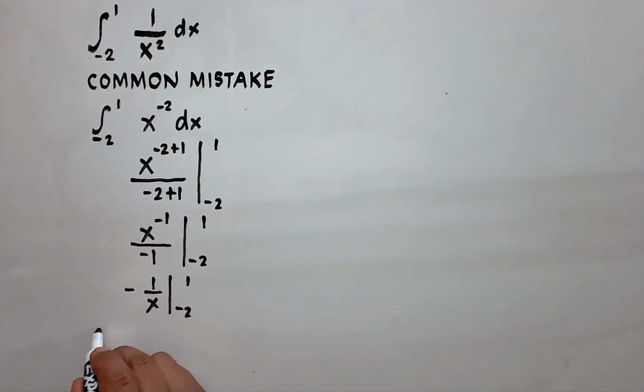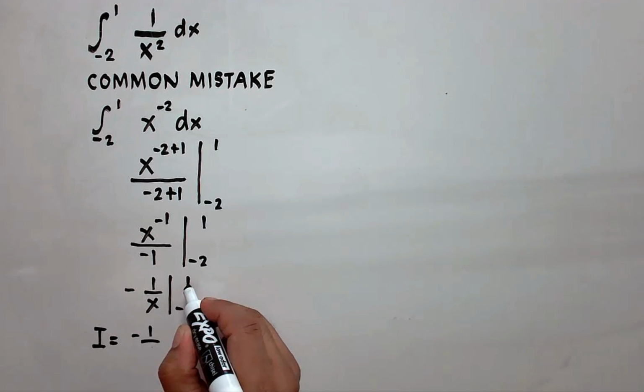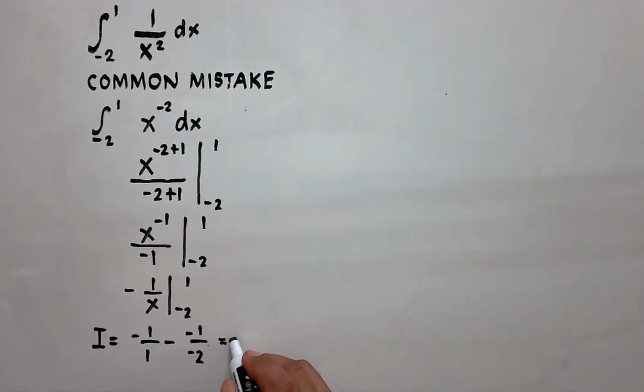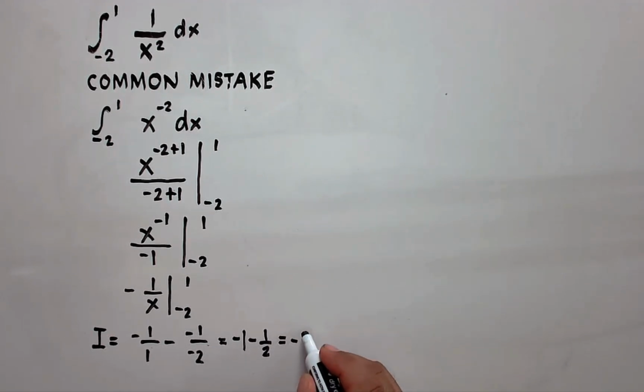Solving now for the value of this integral, we have the value of the integral equals -1 over this upper limit of integration, which is 1, minus -1 over the value now of x is -2, and this simplifies to -1 minus +1/2, or -3/2. Now, this answer is wrong.